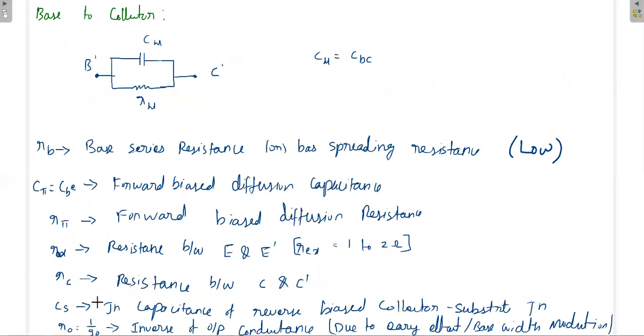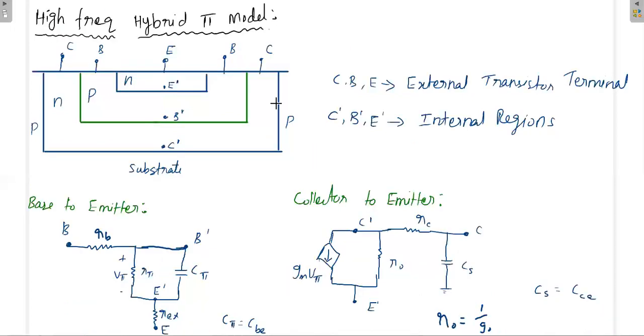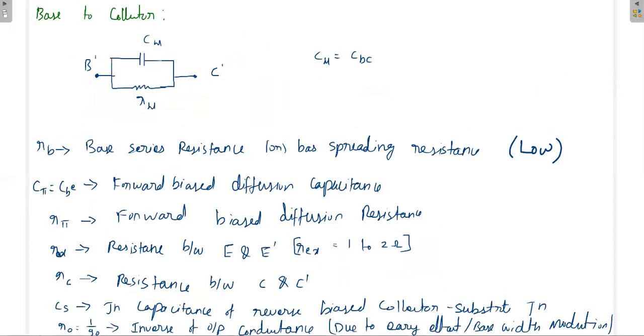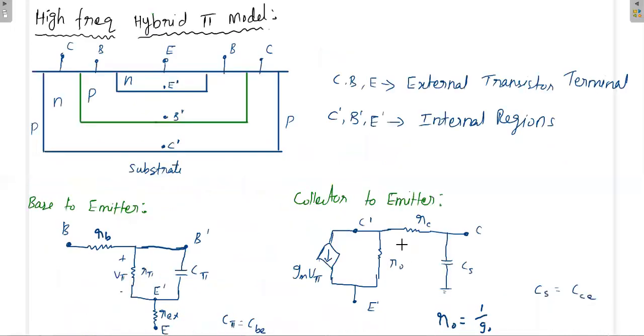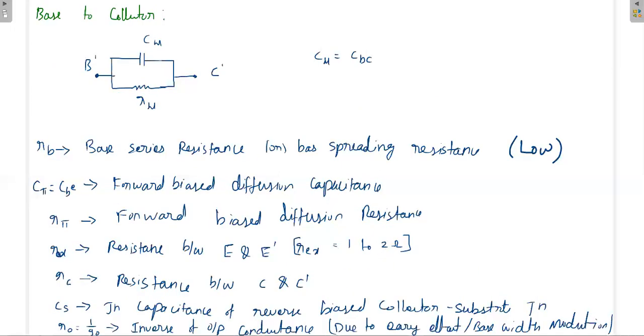The next one is R naught. R naught is connected here, from the internal collector region to the emitter. R naught is equal to 1 by G naught, that is the inverse of the output conductance. Generally G naught is 0 if there is no early effect or base width modulation. Then R naught is very high, infinite, so during the analysis you can neglect R naught, because even if you neglect it, it will not affect the remaining operation.